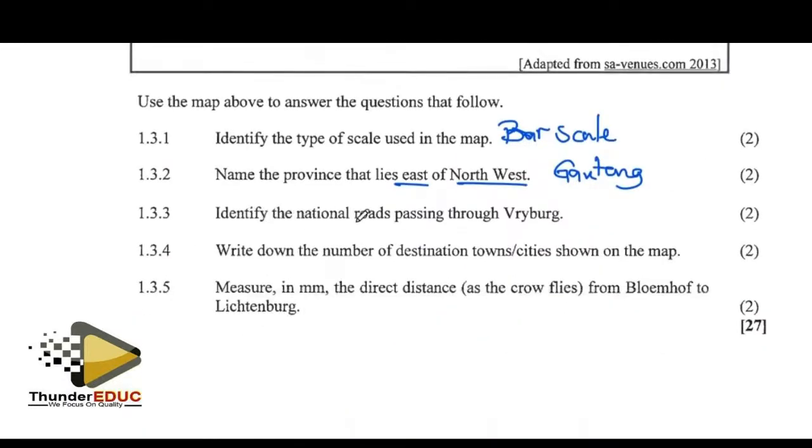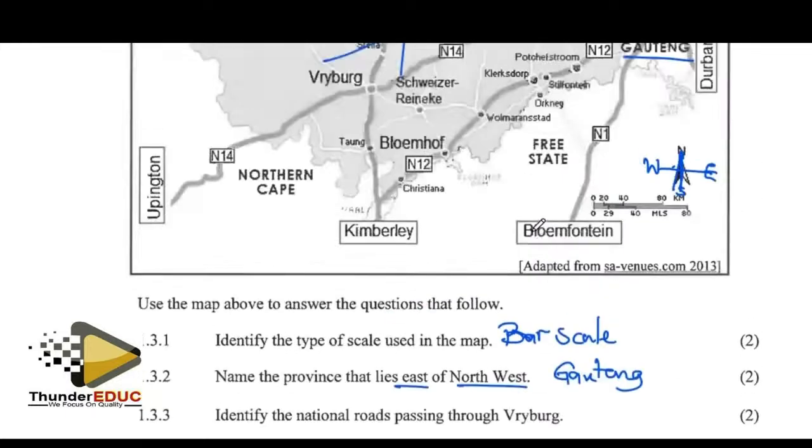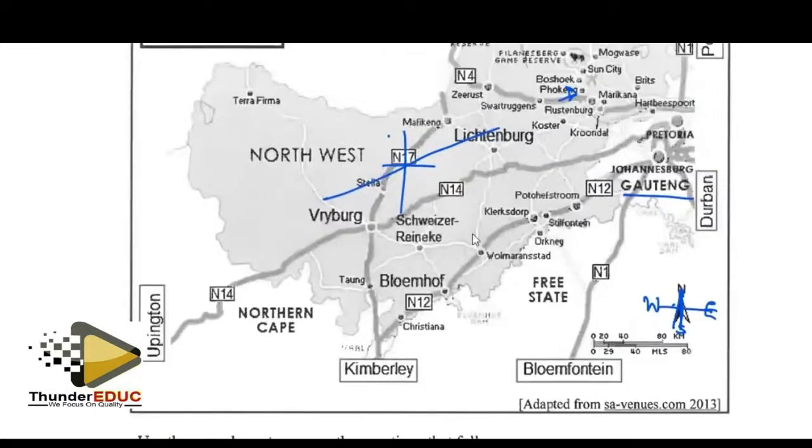All right. Identify the national roads that pass through Vryburg. First and foremost, identify the place. This is Vryburg. So we look for national roads. We have N14. It comes here, it continues as N14. Here we have N17.